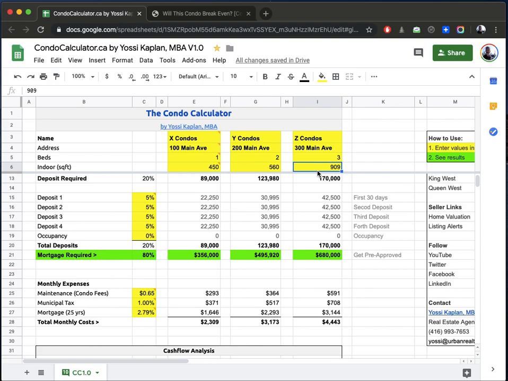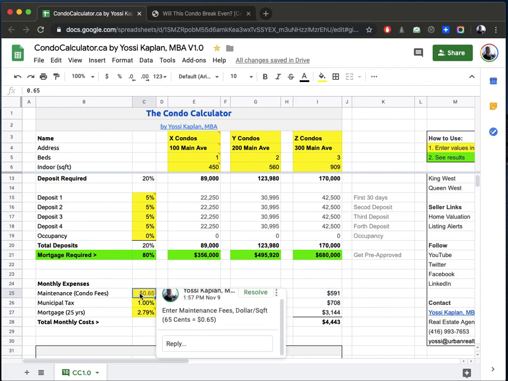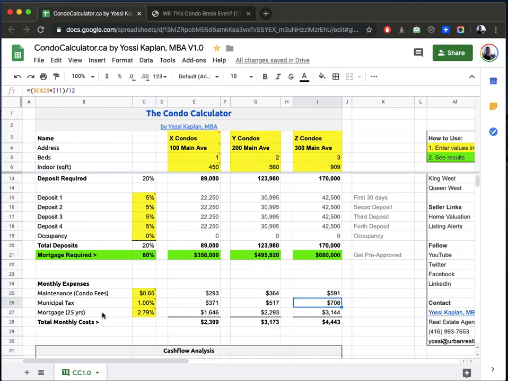It's a three-bedroom, 909 square feet, $170,000 for deposit, four payments of $42,500, and the mortgage I need to get is $680,000. That brings me to maintenance fees of $591 a month, based on 909 square feet times 65 cents a foot. It brings me to municipal tax at 1%. These are all estimates again, $708 per month. Okay, and that's based on the purchase price. And the mortgage at 25 years at 2.79% is $3,144.